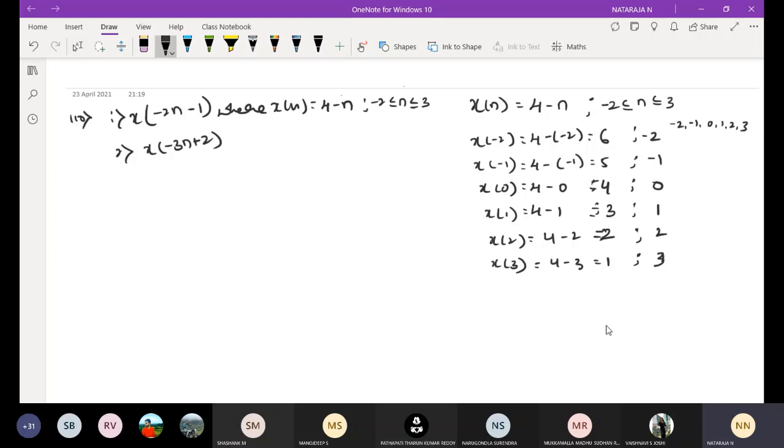At minus 2, we have an amplitude 6. At minus 1, we have an amplitude 5. At 0, we have an amplitude 4. At 1, we have 3. At 2, we have 2. At 3, we have 1. Okay, now I need to sketch the signal. Sketch the signal.